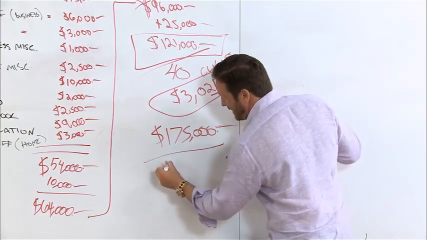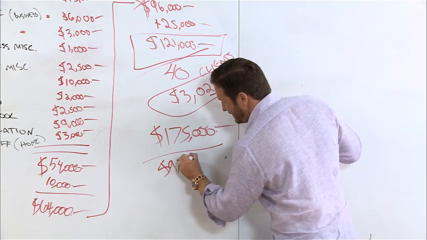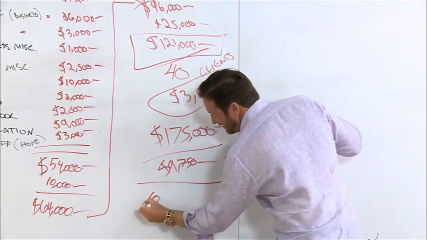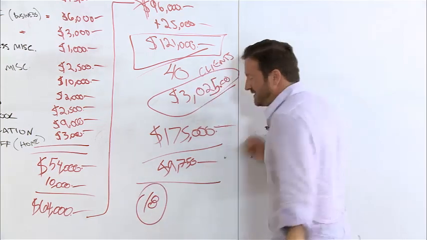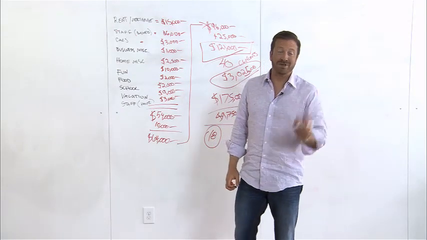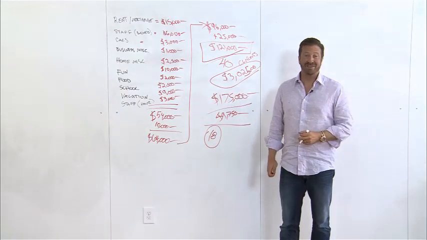Now I divide by my average client, $9,750 per month, that means I only needed 18 clients. That means I talked to 9 of them a week, which is awesome, which means I talk to 2 per day, which means really I work 90 minutes on that business every day.